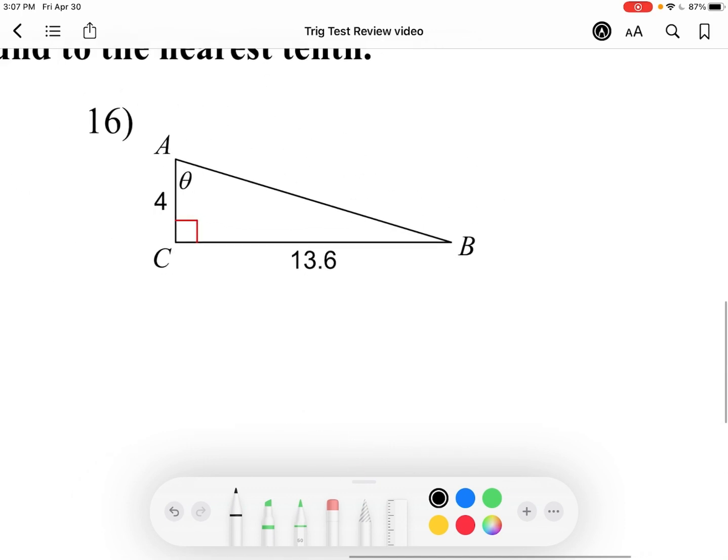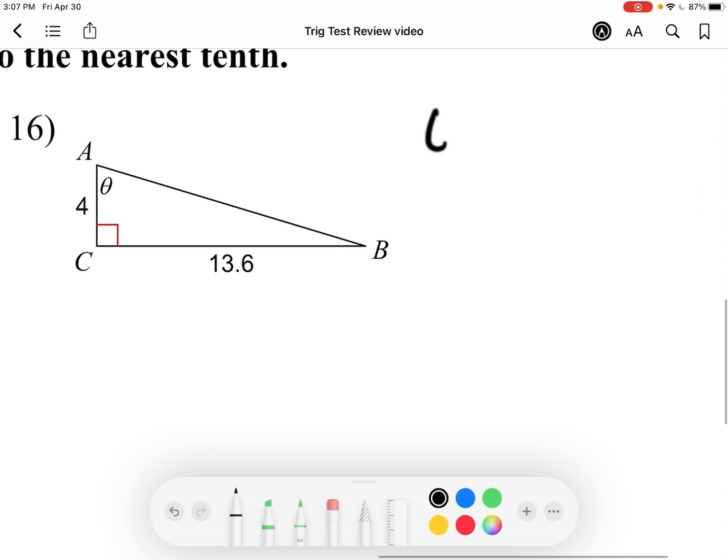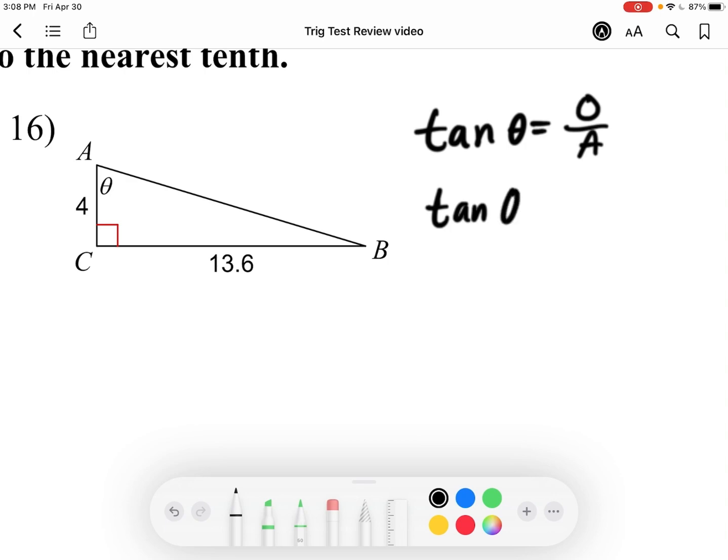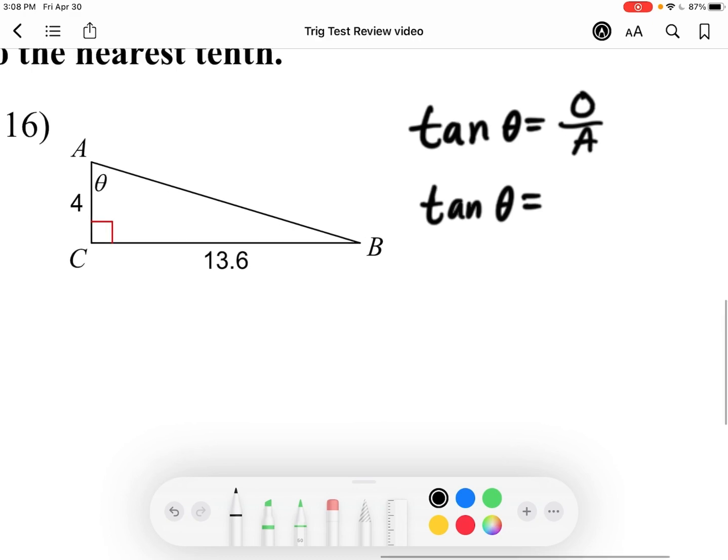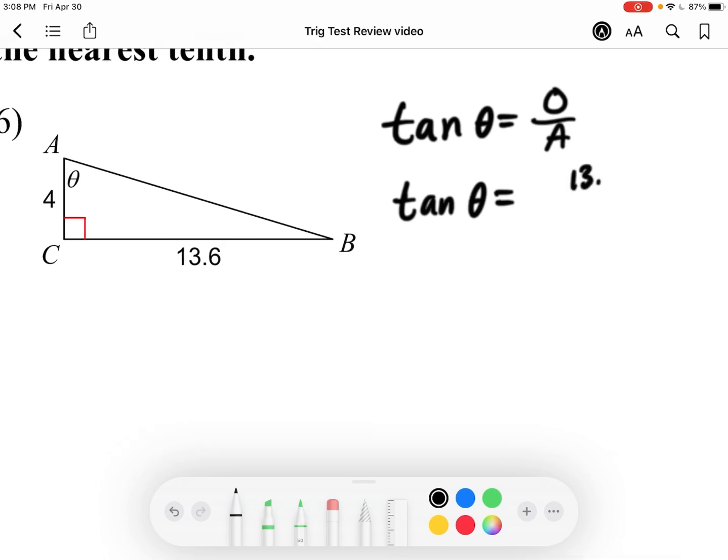For number 16, we're going to take the same steps. We have theta right here, and the sides that we're given in relation to this angle are the adjacent side and the opposite side. The trig function that uses opposite and adjacent is tangent. Tangent theta is equal to opposite over adjacent. So tangent of theta is equal to, the opposite side is 13.6, and the adjacent side is 4.